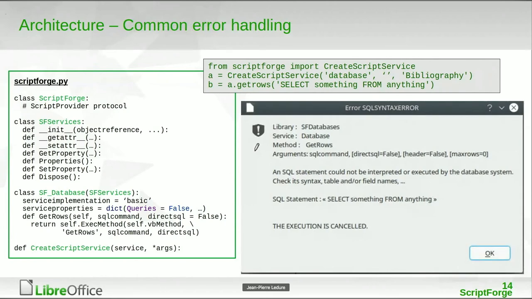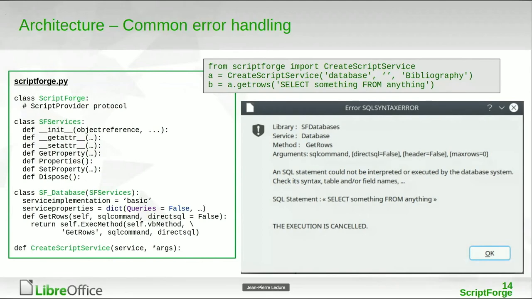Common error handling. You saw probably that the SQL statement given as argument of GetRows is wrong. Well, in both cases, whether you call that from Basic or from Python, you get the same error message. You see, by the way, how user-friendly the error messages are.